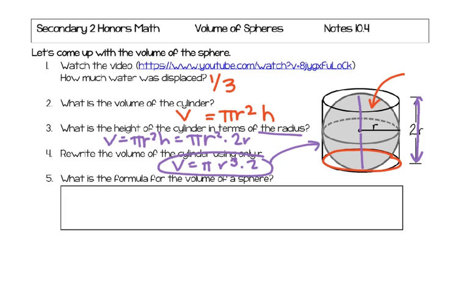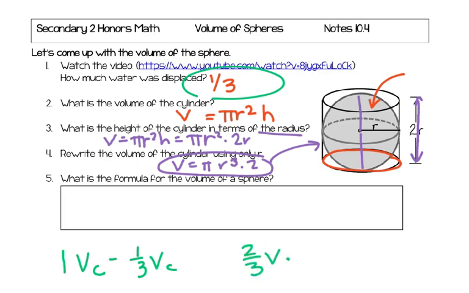To get the volume of a sphere, we're going to take the volume of the cylinder and take out a third of the volume of the cylinder, because when you put the sphere in, it displaced that. Whatever the sphere takes up is going to be a third less. So if we have 1 volume of the cylinder and take away a third of it, what I have left is 2/3 of the volume of the cylinder.